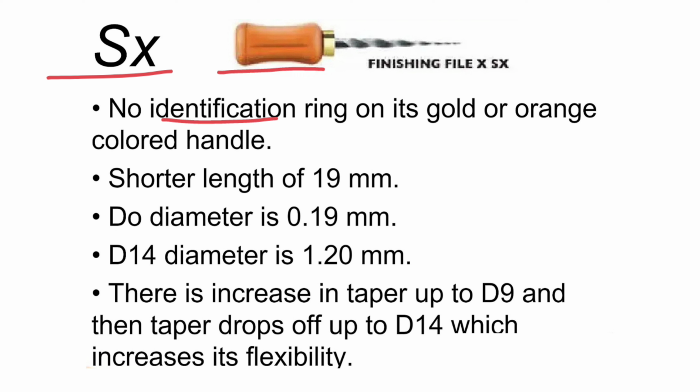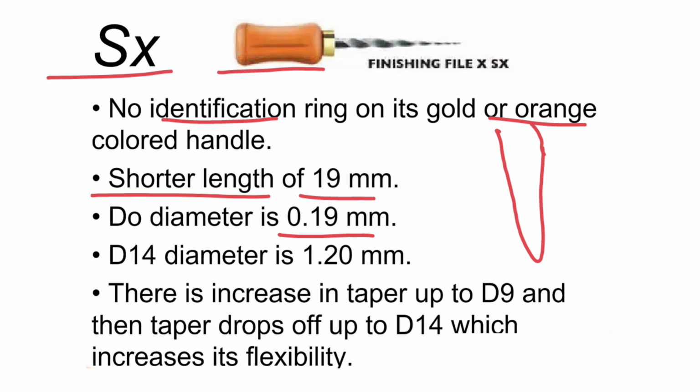The identification is that the handle color is orange and it is shorter in length, 19 mm, while other files will be 21 mm or 25 mm. The D0 diameter is 0.19 mm. The D0 diameter is nothing but the initial diameter of the file. As you can see, this is a file. The initial diameter of the file is called the D0 diameter, and the final diameter, where the file ends, is called D14 in certain cases or D16 in certain cases. The number 14 or 16 is given depending upon the helix it has. The diameter at D14 is 1.20 mm.